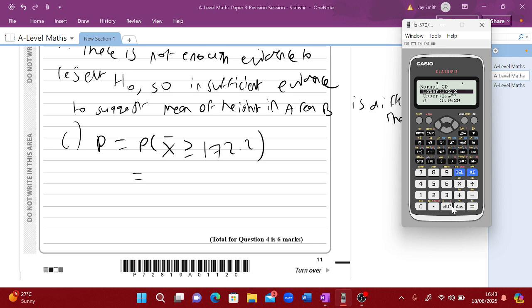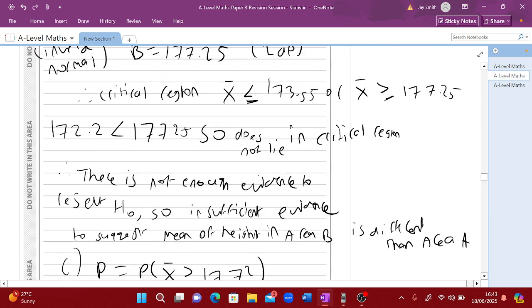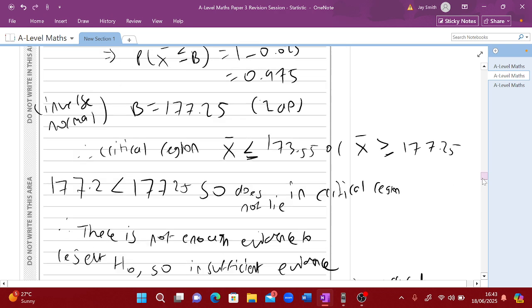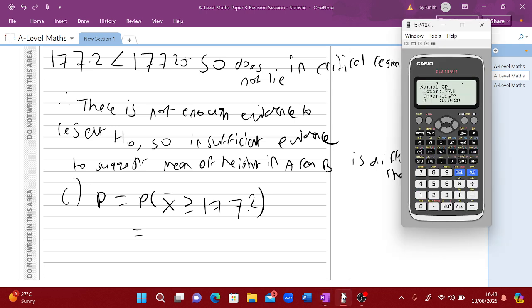Trying to wrap my head around it. Oh, it's not 172. I've misread it. It's 177.2. There we are. What a shambles. I misread it. The mean height was 177.2, not 172.2. What a mare. Okay, so the probability of 177.2 should now be a more sensible number. Okay, 177.2. There we go, 0.028.